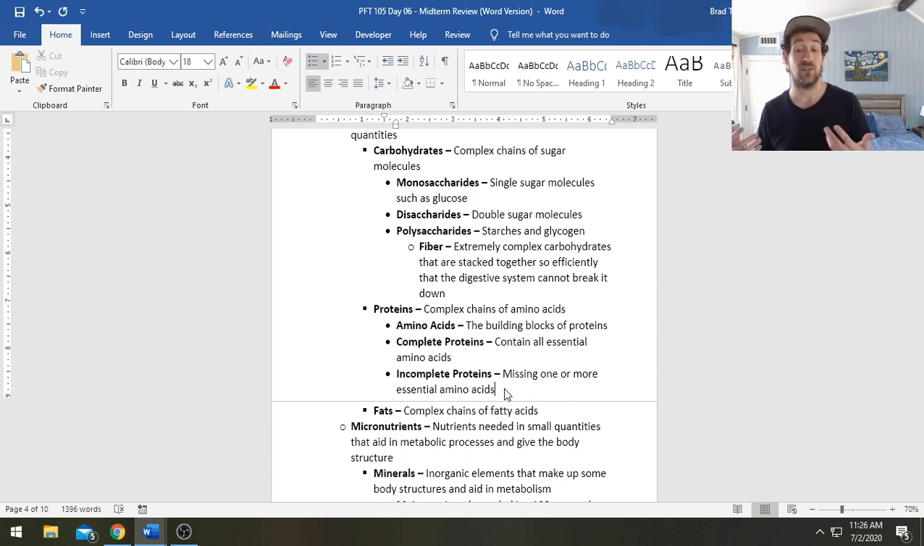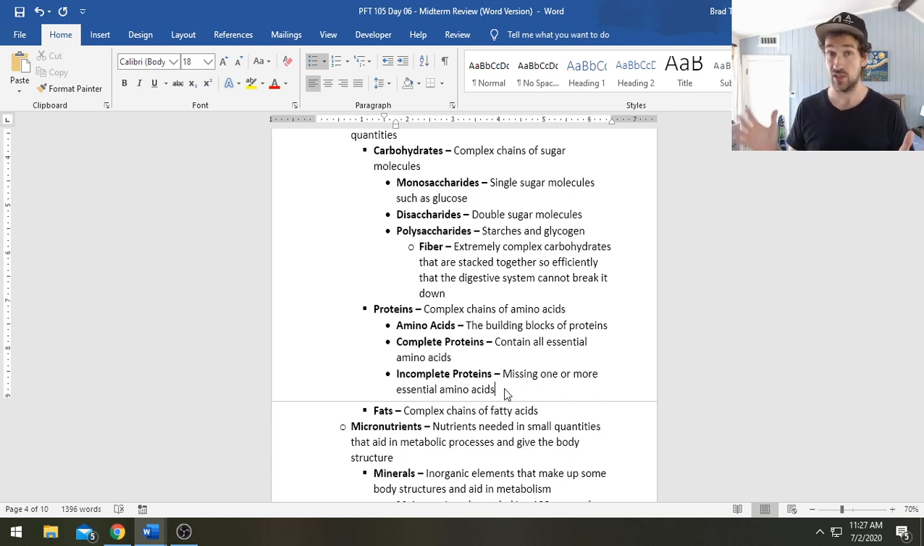Now, obviously, we also have animal sources. Because an animal's body and their cells assembled those proteins, it has all of the essential amino acids. So plant sources tend to be what we refer to as incomplete proteins, and animal sources tend to be what we refer to as complete proteins, because plant sources are missing one or more, and animal sources have all of them.